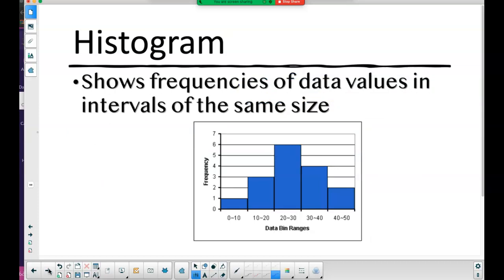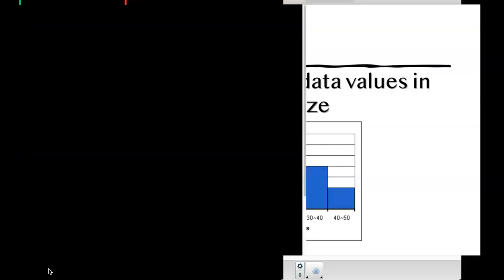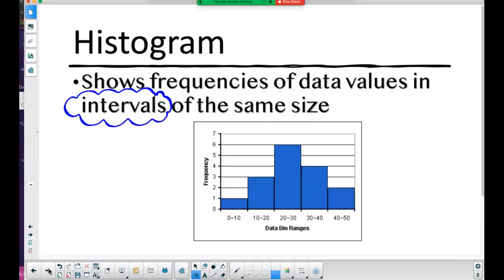A histogram, it kind of looks like a bar graph. So it is a bar graph, but it shows frequencies of data values in intervals of the same size. The key in a histogram is we have intervals. So circle that word, intervals.